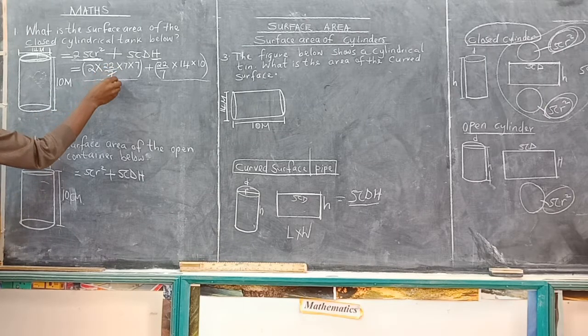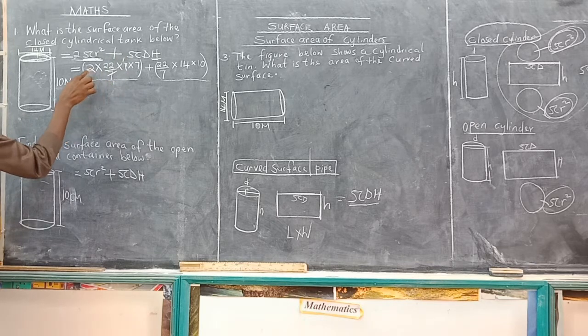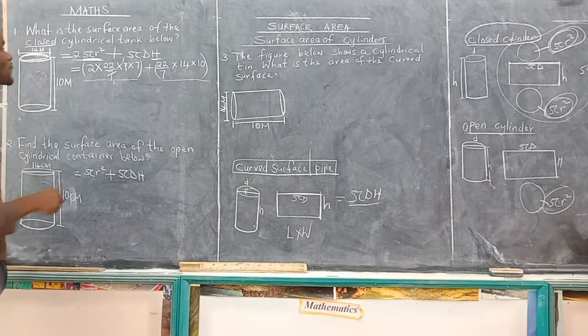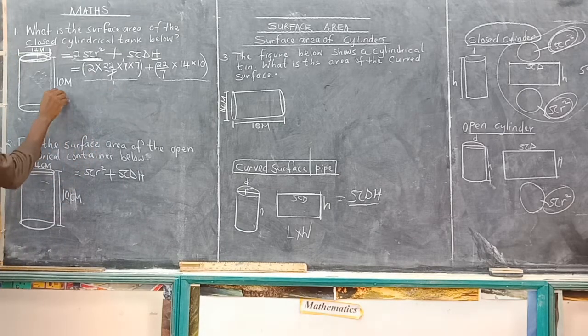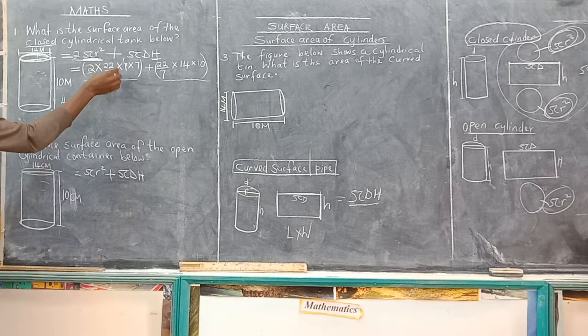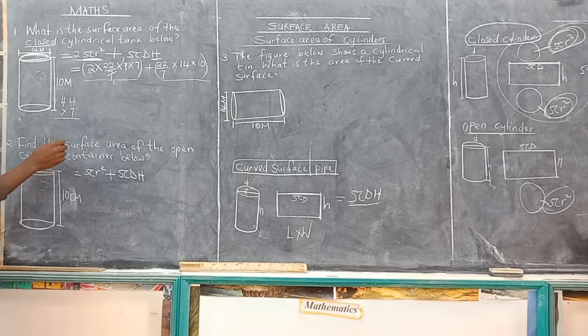So let us simplify 7 by 7. So you have 2 times 22, that is 44. What is 44 times 7? Let us multiply. How do we multiply by 7? What is 4 times 7? 28. We have 8, carry 2. Then 7 times 4, you get 28, then you add 2, you get 30. So 308. After working out the 2 pi r squared, the area of the two circles is 308.